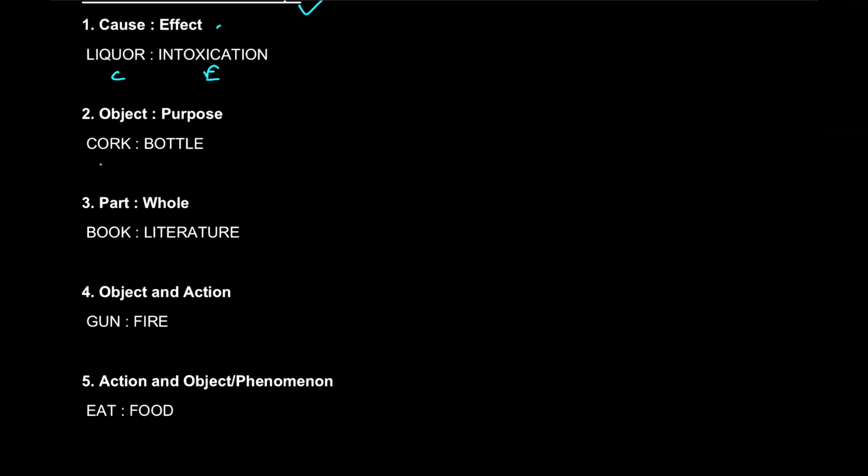Object of the cork is to close the bottle. So this is the object and this is its purpose, to close the bottle. So that kind of a relationship is also being asked in general questions.